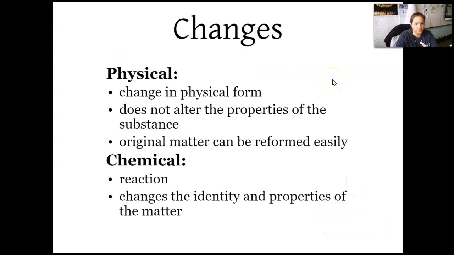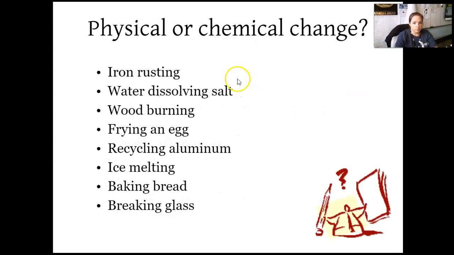All right, so changes. Physical changes change phase or form, and do not alter the properties. The original matter can be reformed. Chemical, there's a reaction. It changes what it was into something totally new. We talked about that. And so iron rusting, is that chemical or physical? Water dissolving salt. Wood burning, frying an egg, recycling aluminum, ice melting, baking bread, breaking glass.